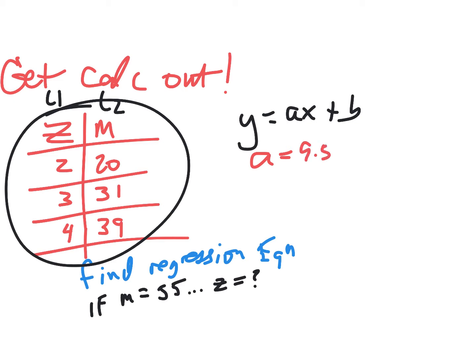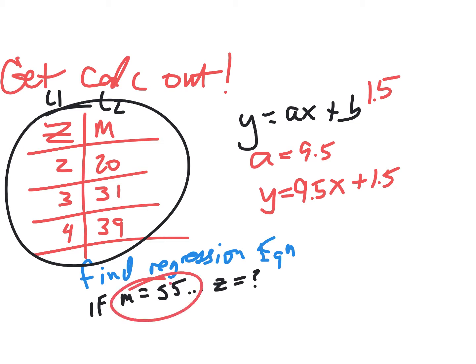9.5. All right. And if you go with also 2 decimal places, Asher, what did you get for the B? I got 1.5. Then tell me if this matches up with your reality: 9.5x plus 1.5. Raise your hand if you had the same thing. Okay, cool. Then we can use that by putting the 55 in for the M.